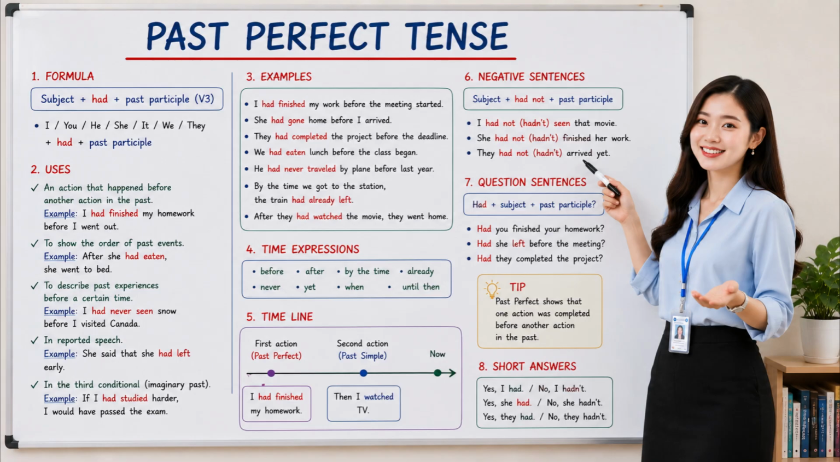Question sentences. Structure: had plus subject plus past participle. Examples. Had you finished your homework? Had she arrived before the meeting? Had they completed the project? Had he eaten lunch? Had we met before?